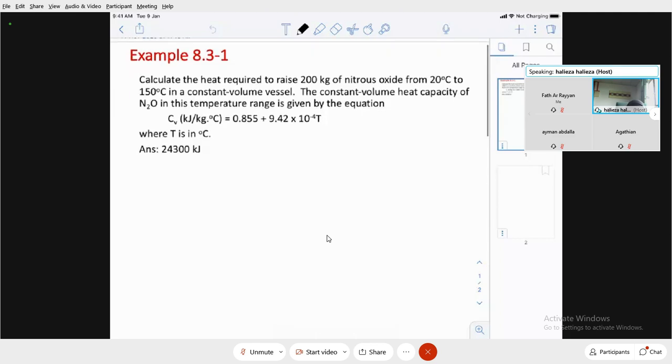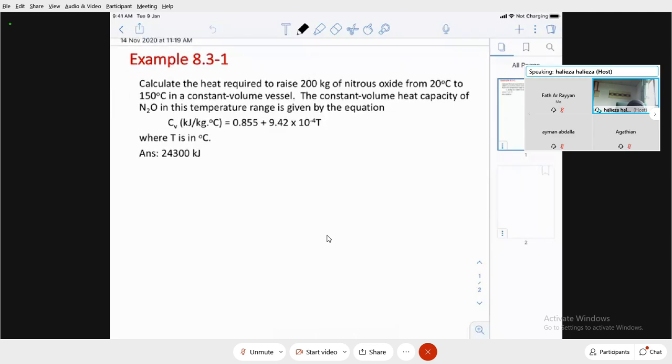You have this constant, and you're going to be asked for heat. You need to draw the diagram. You have 200 kilograms of nitric oxide. I'm not sure what the symbol for nitric oxide is. Anybody? We have the symbol NO, is it?